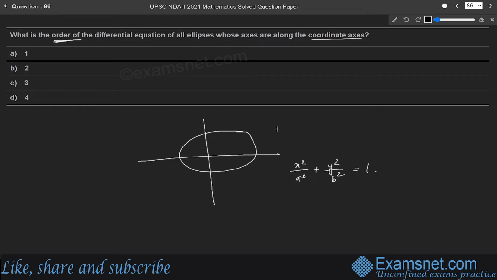So whenever we have to find the order, we look for the constants. So in this equation for the ellipse, the constants are a and b, which means there are two constants. So the correct option for the order is 2. Therefore option number B is correct, which is 2.